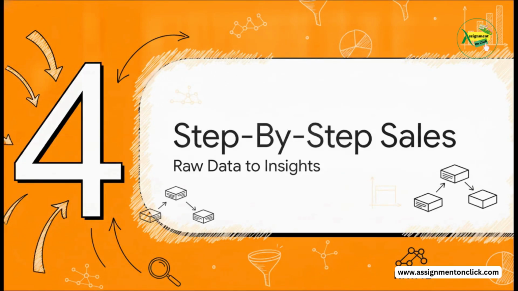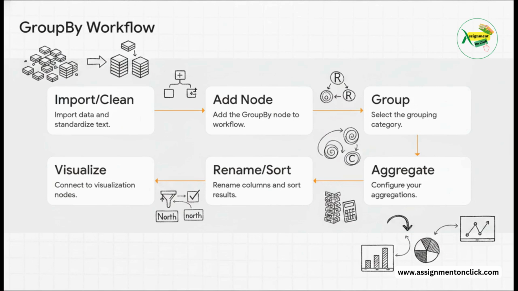Okay, moving on to section 4, step-by-step sales example, from raw data to insights. Let's see how this builds as we transition out of the theory. Let's look at a highly practical business scenario. Here is a really streamlined 6-step workflow. You start by importing and cleaning the dataset. And listen, this step is absolutely critical. You've got to standardize your text. If you have North with a capital N and North with a lowercase n, KNIME might just treat them as 2 completely separate groups. Once your data is squeaky clean, you add the GroupBy node, select your grouping category, we're going to use region here, and configure those aggregations. Finally, you rename your output columns so they actually make sense for business reports, sort them, and visualize the results.